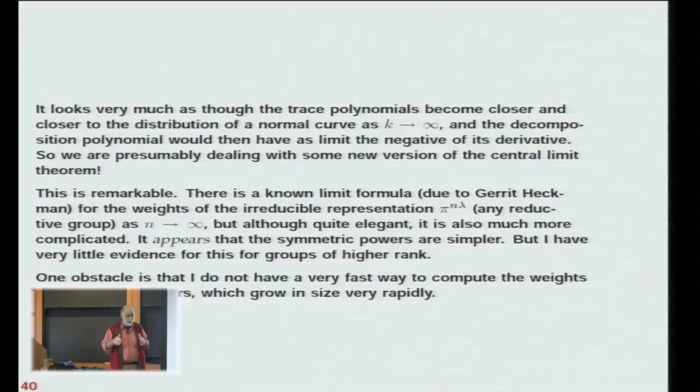So lambda is the highest weight. I look at the representations with highest weight n times lambda, and I let n go to infinity. Then this is known to be a vector partition function. And there's an explicit formula due to Gerrit-Heckman, which applies in every case.